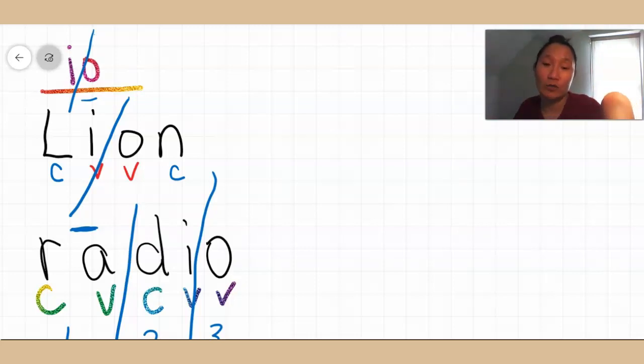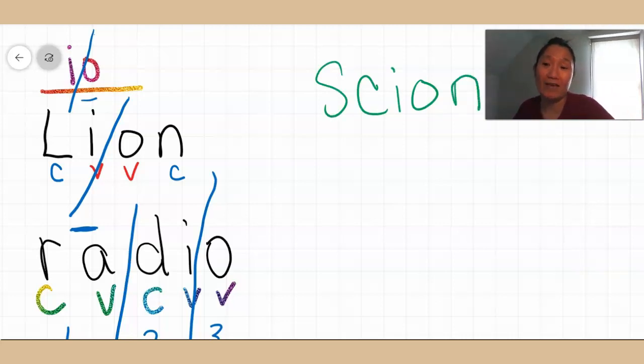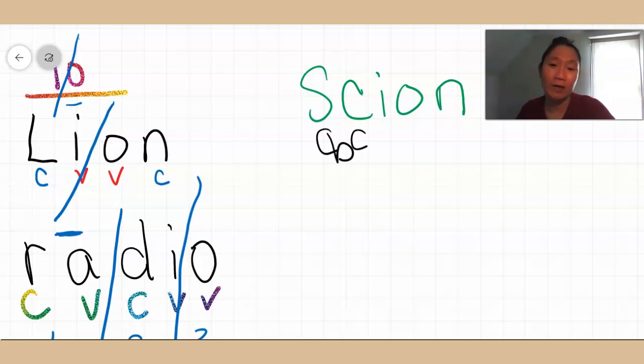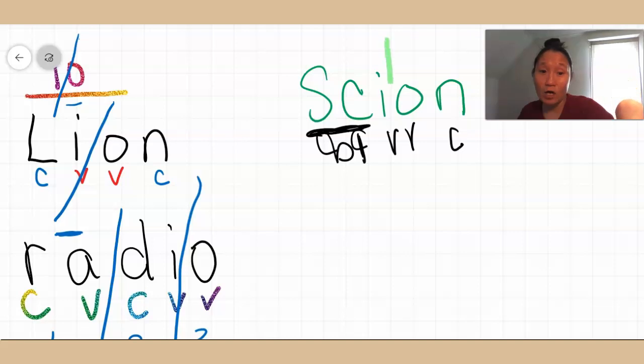Here's another I-O word that you could break as well. Scion, which means children. If someone has scion, they have children. Okay, so we have a consonant, but this is an S, so this is a blend right here. So we keep those together. Vowel, vowel, consonant. The blend has to stay together, so we can remember we're breaking the I-O. So scion. We have 1, 2.